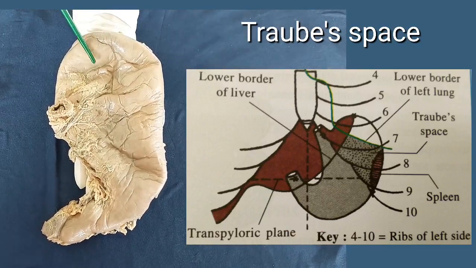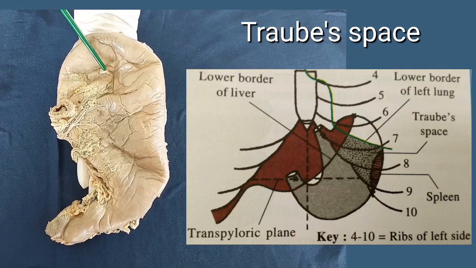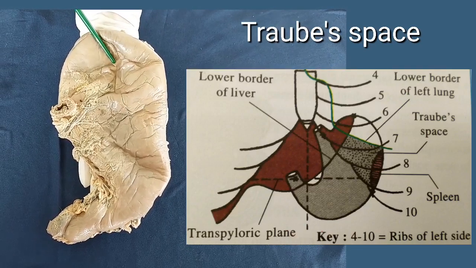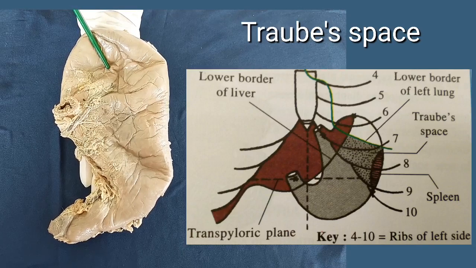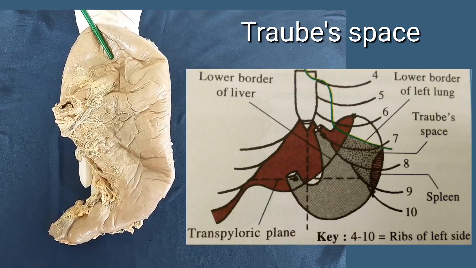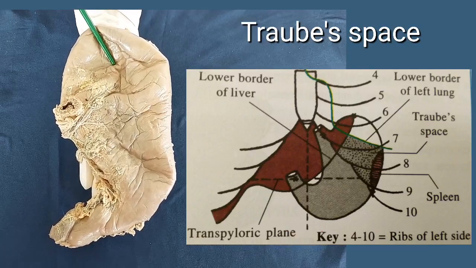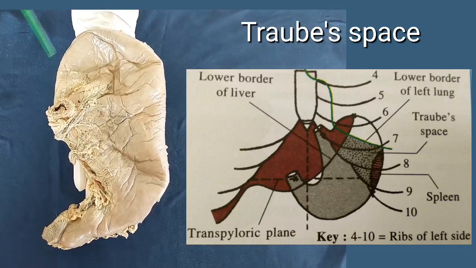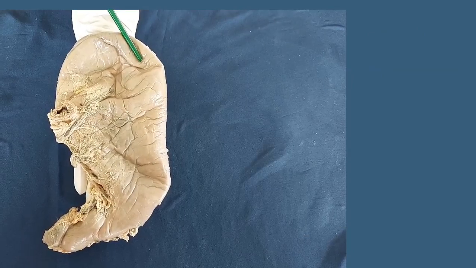This space is obliterated by enlargement of the liver or spleen, or in case of pleural effusion. So if this space gets obliterated, then there may be pathology related to the lung, liver, or spleen.